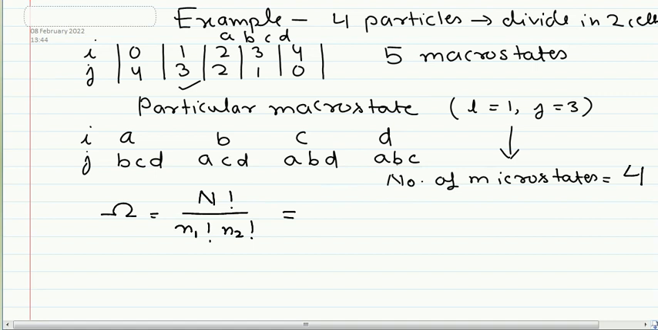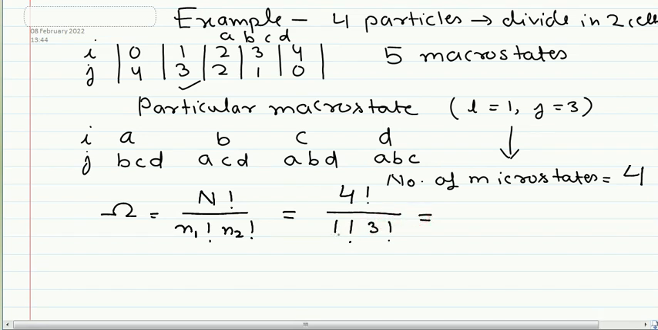यहाँ से तो बिल्कुल क्लियर है. From this discussion it is clear that the number of microstates is 4. Therefore the thermodynamic probability will be 4. And from here we can calculate it as 4 factorial because the total number of the particles is 4. And then n1 is 1 factorial and n2 is 3 factorial.